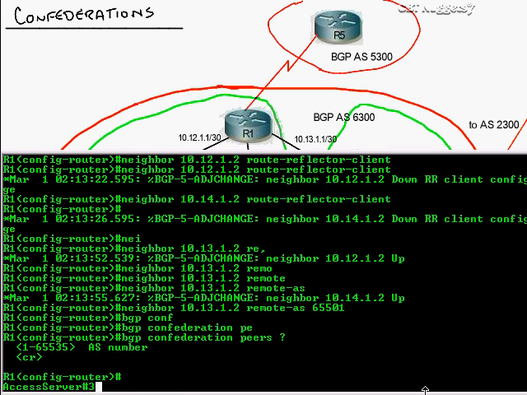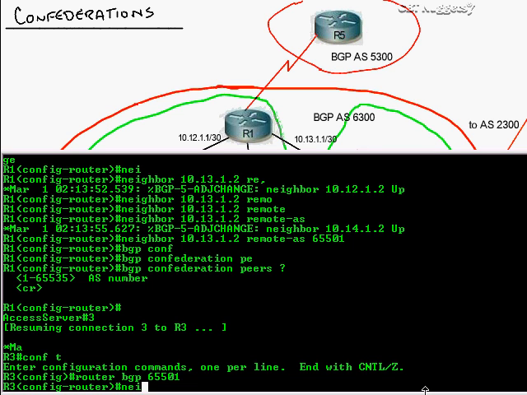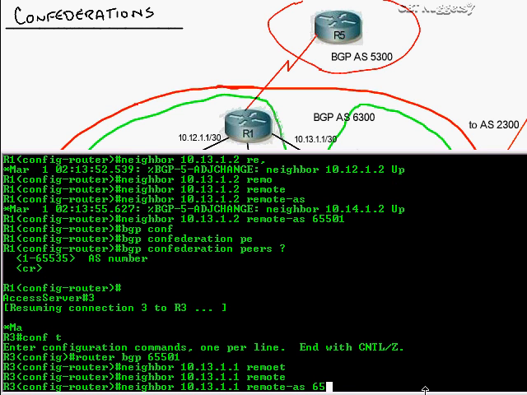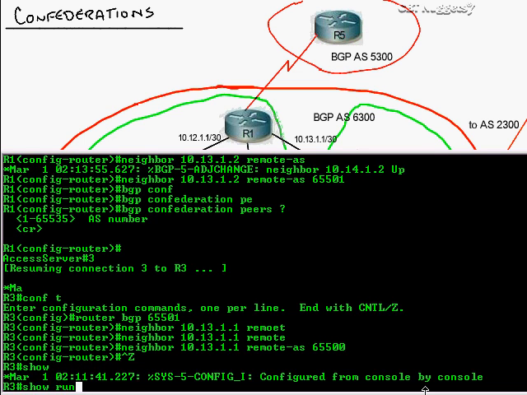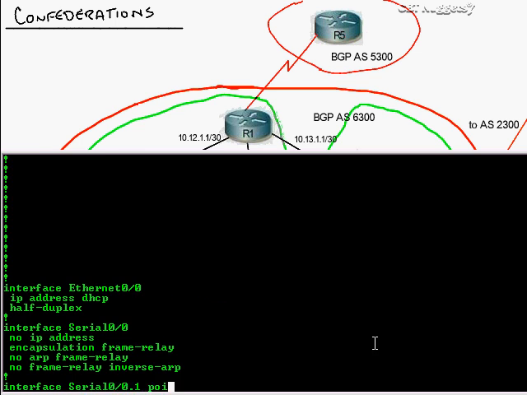And wherever we do it one way, we have to do it the other. On router 3, router BGP 65501, I'll type in neighbor 10.13.1.1 remote-as 65500. And just to show you the router 3 configuration, because that was kind of done off the screen, I want to make sure you get the whole scoop.